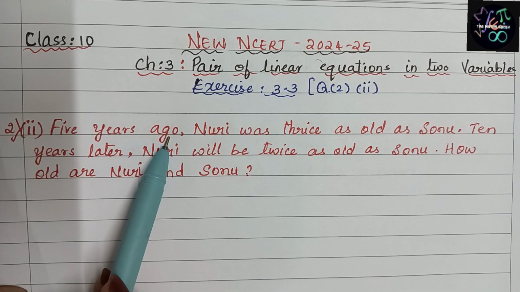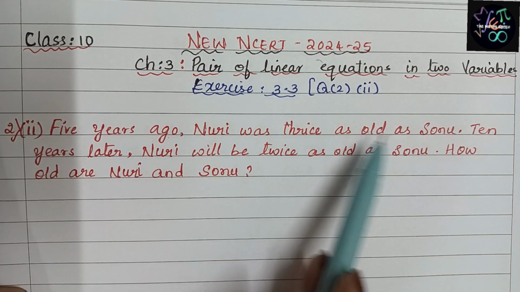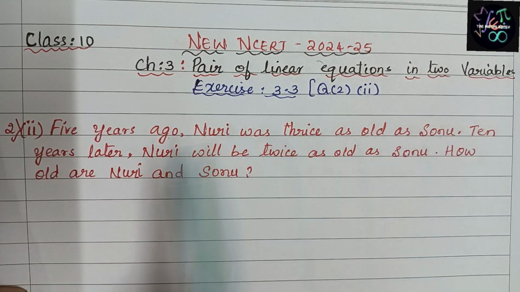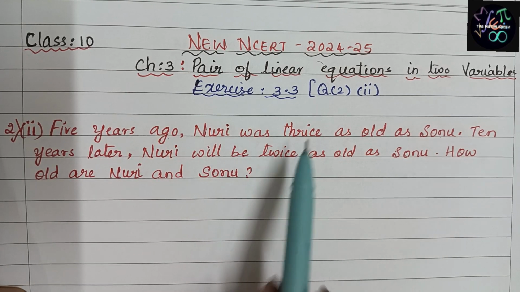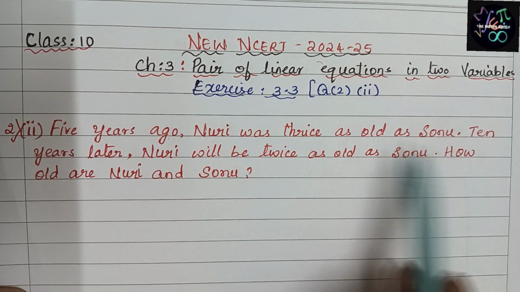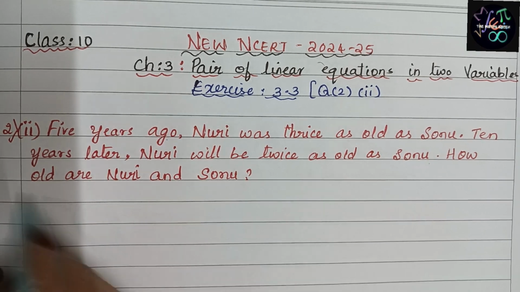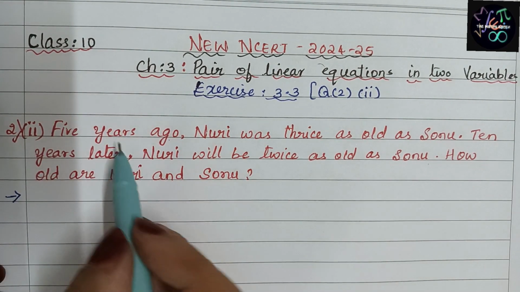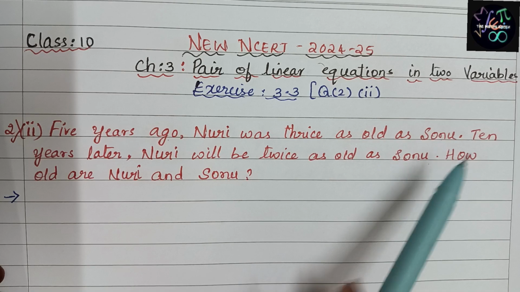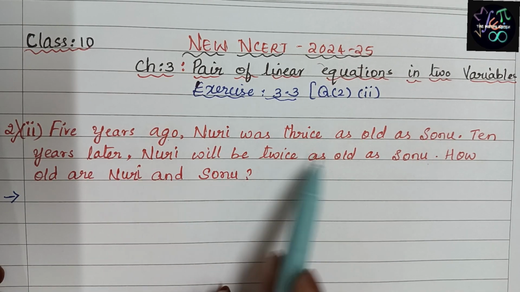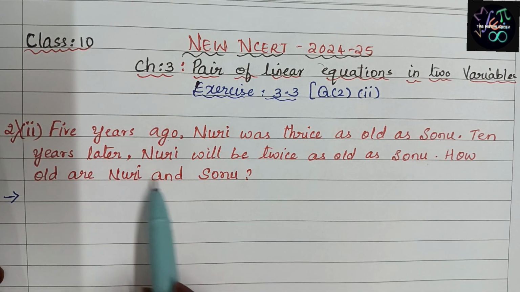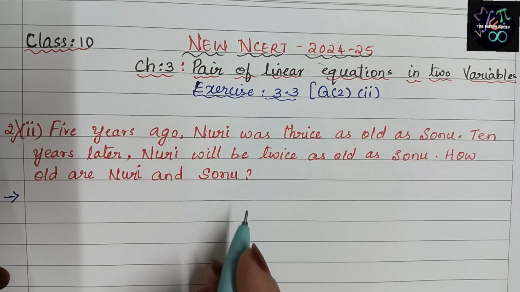5 years ago, Noori was thrice as old as Sonu. 10 years later, Noori will be twice as old as Sonu. How old are Noori and Sonu? Here in this question, they are talking about Noori and Sonu before 5 years and then after 10 years. Now they are asking how old are Noori and Sonu. That means their present age they are asking.